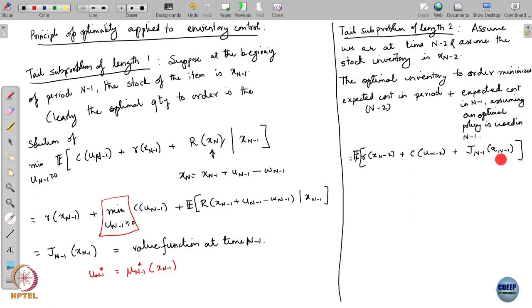And now that state can get realized through x n minus 2 and u n minus 2, and then we can calculate the expectation and so on. We can plug that in as a function over there, and as a result we can talk of what is going to be the optimal cost at stage n minus 2. So now remember x n minus 1 is x n minus 2 plus u n minus 2 minus w n minus 2. Because of this, this can be substituted in the last term. Once again, as before, x n minus 2 is deterministic, and u n minus 2, because it is a function of just x n minus 2, is also deterministic.